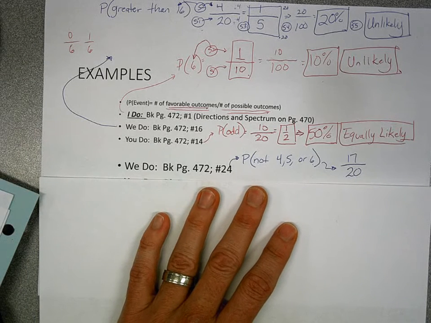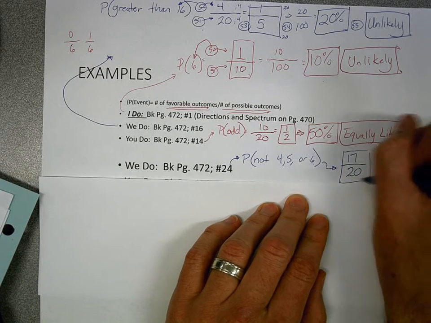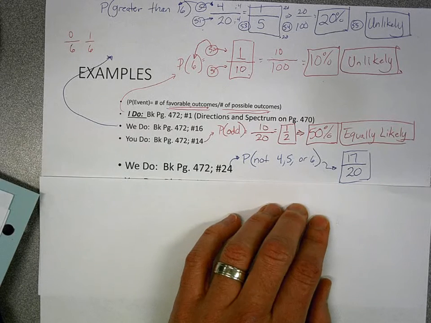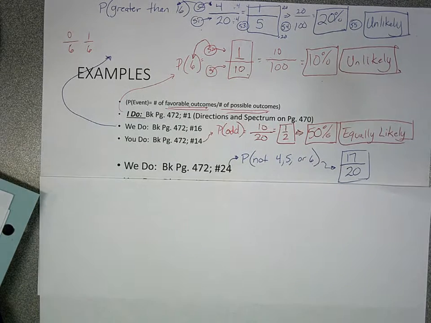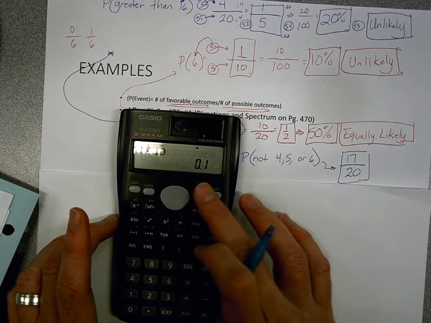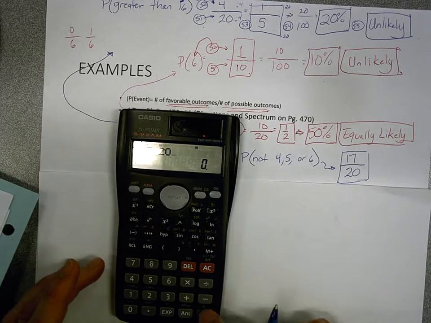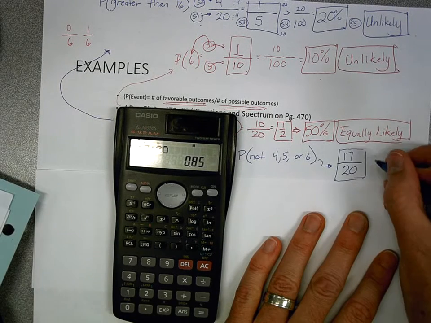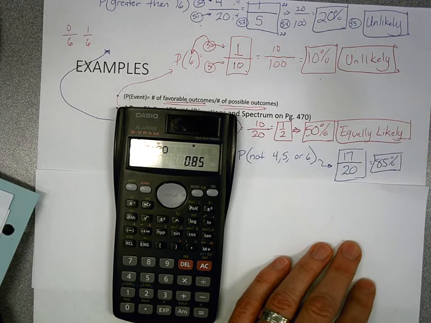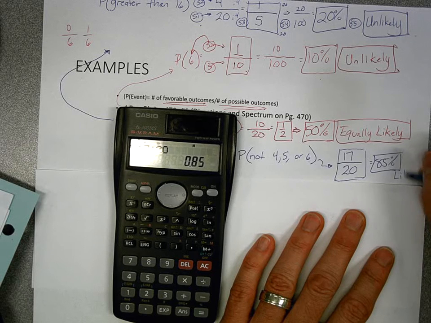All right, and what we see here is 17 out of 20. Can we reduce it? Now, 17 is prime. 1 and 17 can go into it, but 20 can't divide by 17. That's why I showed you this earlier, that is definitely one where we're going to want to grab a calculator. 17 divided by 20 equals 0.85. Move that decimal over twice, and I get 85%. It's not a certain event. It's pretty good chances, though, right? This is likely to happen.